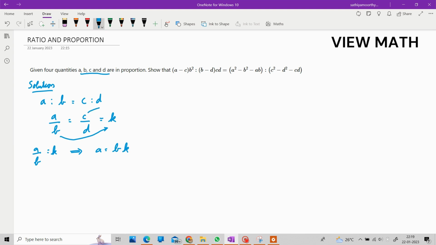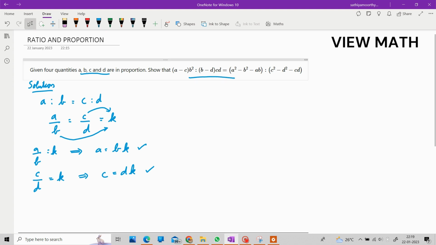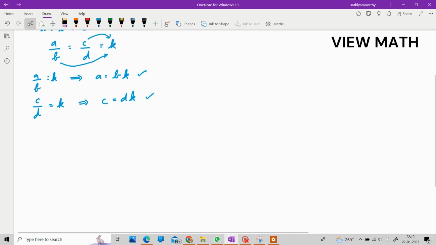Now I am going to take C by D is equal to K. This implies C is equal to DK. Now I have got A is equal to BK and C is equal to DK. I am going to substitute A value and C value in (A minus C) B square is to (B minus D) CD. Similarly, I am going to substitute in the right hand side term also. And I am going to show that left hand side and right hand side both are equal.